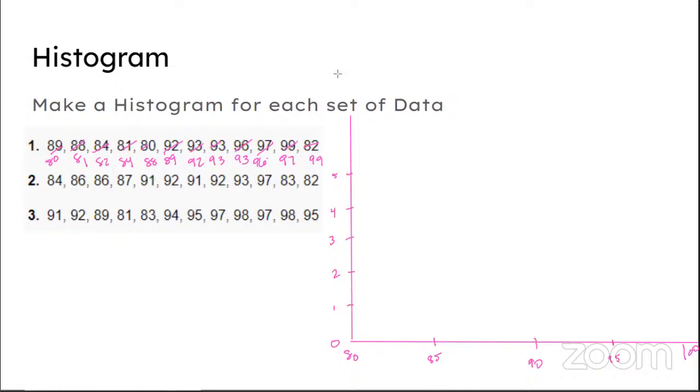All right. So between 80 and 85, there's 1, 2, 3, 4 pieces of data. So that means we're going to go up to the 4 and go over. And then we can color that in if we so desire. And then between 85 and 90 is going to be 2 pieces of data. So that's going to go about right there. And then between 90 and 95 is 3 pieces of data.